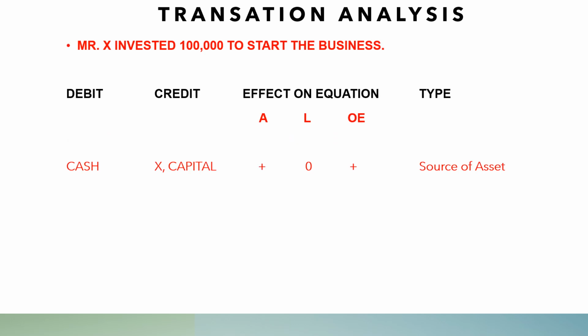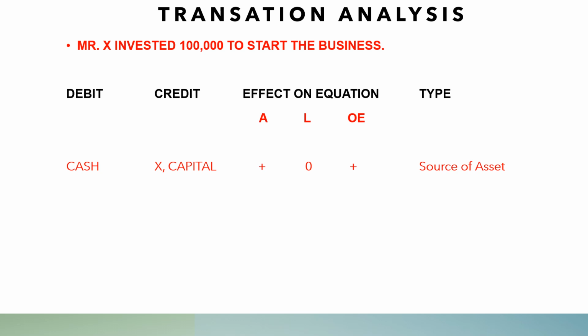To start with our transaction analysis, we have the first transaction. Mr. X invested 100,000 to start the business. Mr. X here is the owner of the business who placed cash of 100,000 in the business. You analyze from the viewpoint of the business. The business now receives cash, so cash increased. We place the cash on the debit side. And X capital increased because the owner placed cash in the business.